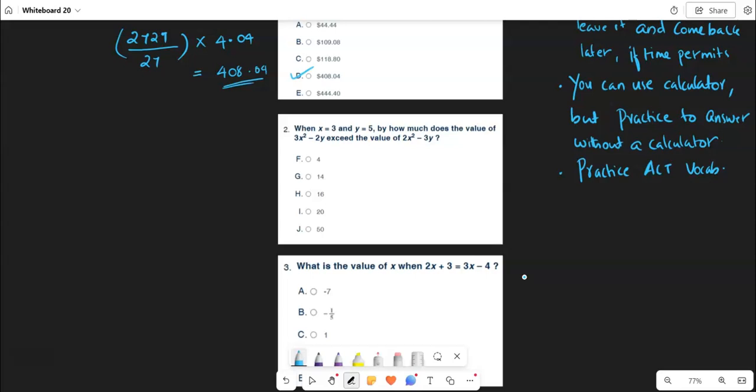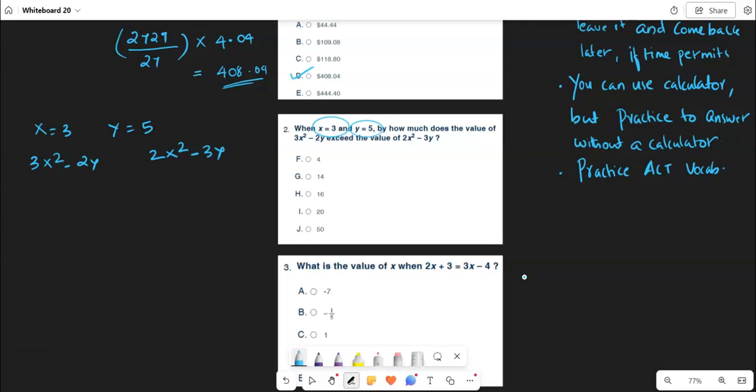Two values of variables are given, x and y. The value of x is 3 and y is 5. The first expression is 3x squared minus 2y. The second expression is 2x squared minus 3y. While reading the problem, try to write these expressions on the scratch paper. Then plug in the values of x and y. That is the only thing you need to do.